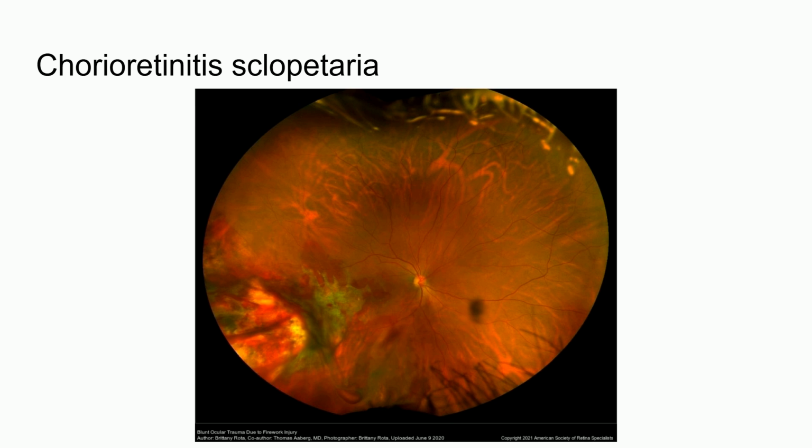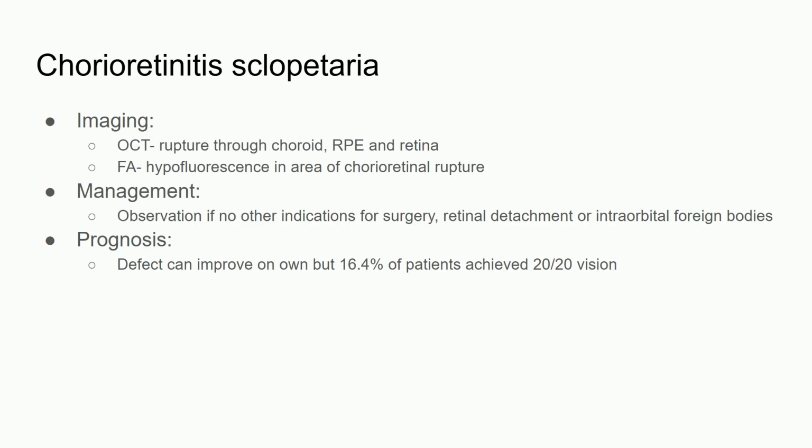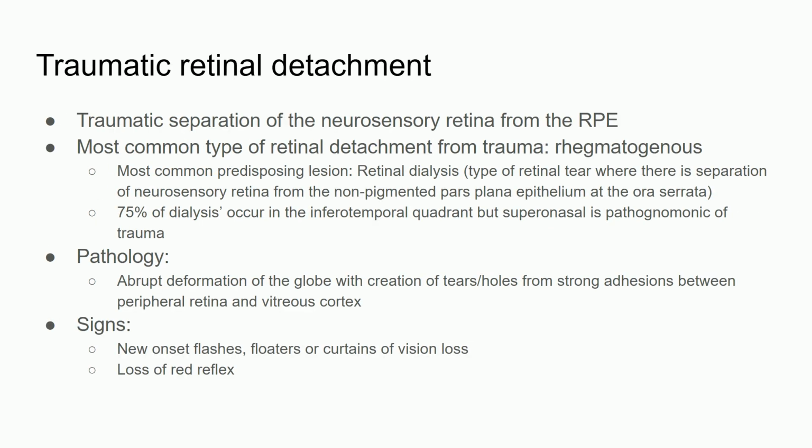So intact sclera, everything else ruptured. Rupture through the choroid, RPE, and retina on OCT. Management: observation, and fix anything else that can be fixed. Prognosis: the defect can improve on its own, and only about 16% of patients achieve 20/20.